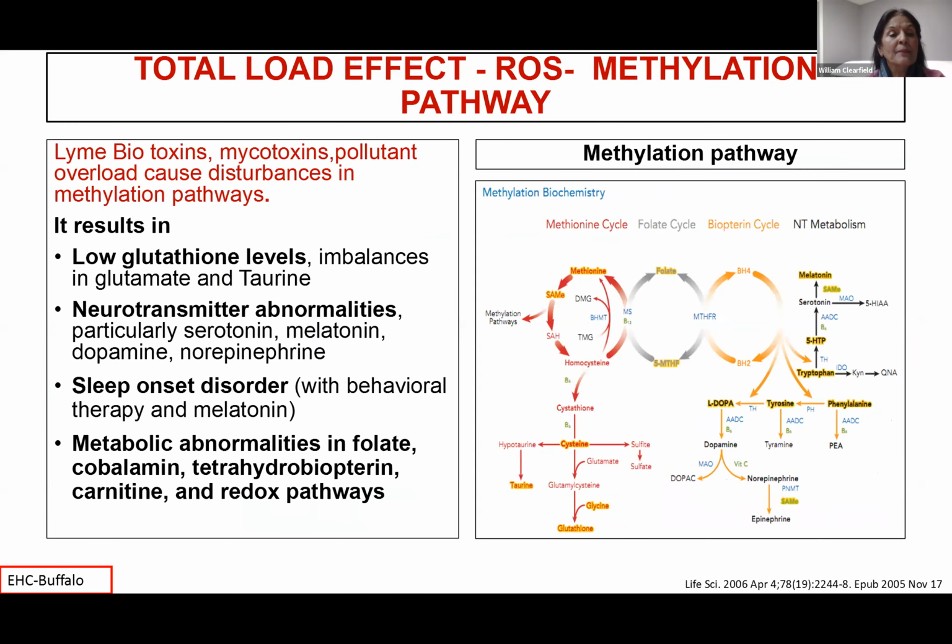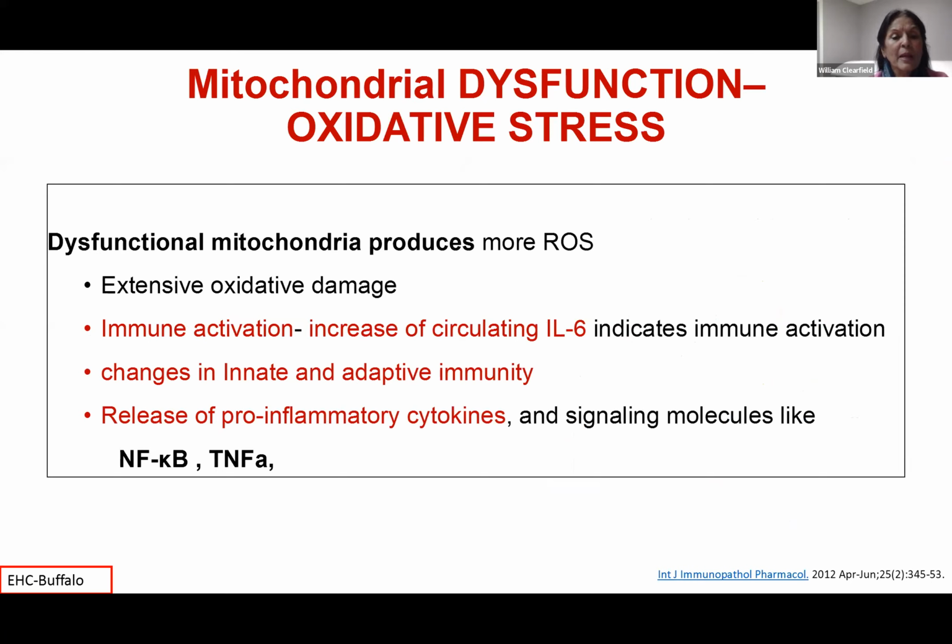This is the methylation pathway. When there is an increase in total body load, there is a problem with the methylation pathways, and it results in low glutathione levels, neurotransmitter abnormalities, sleep onset disorder, melatonin deficiency, metabolic abnormalities, and problems with the redox pathways. Then again, dysfunction in mitochondria is produced from reactive oxygen species, and extensive oxidative damage occurs. Immune activation follows; an increase of circulating IL-6 indicates the immune activation, with changes in the innate and adaptive immunity, and release of pro-inflammatory cytokines and signaling molecules like NF-kappa B and TNF-alpha.